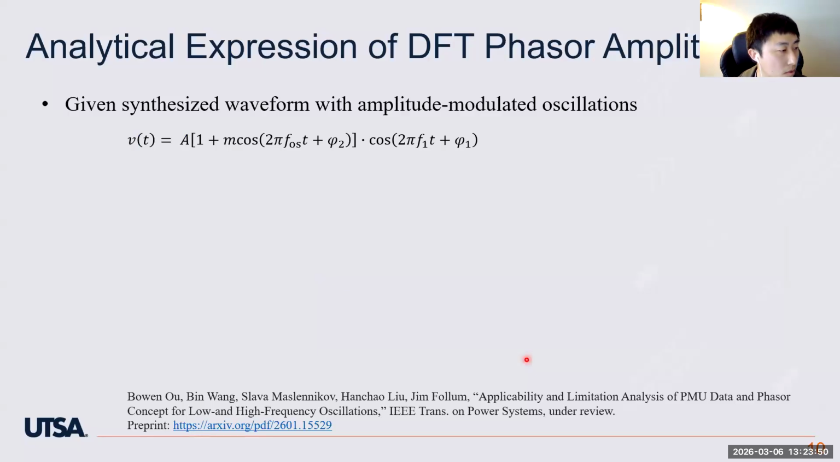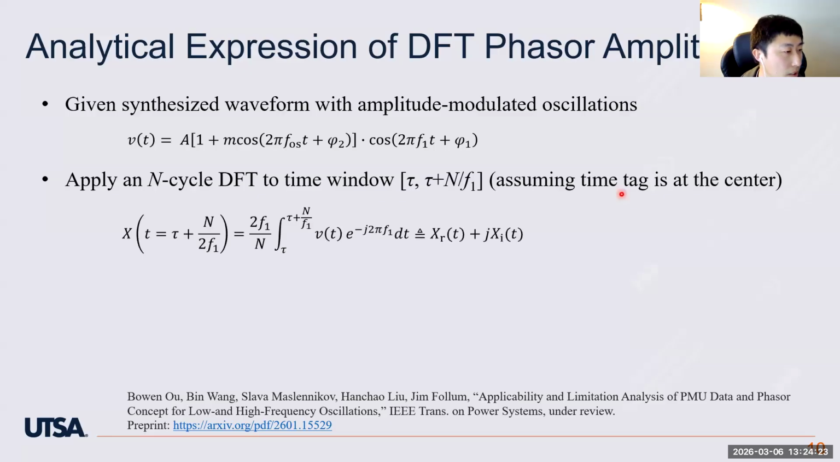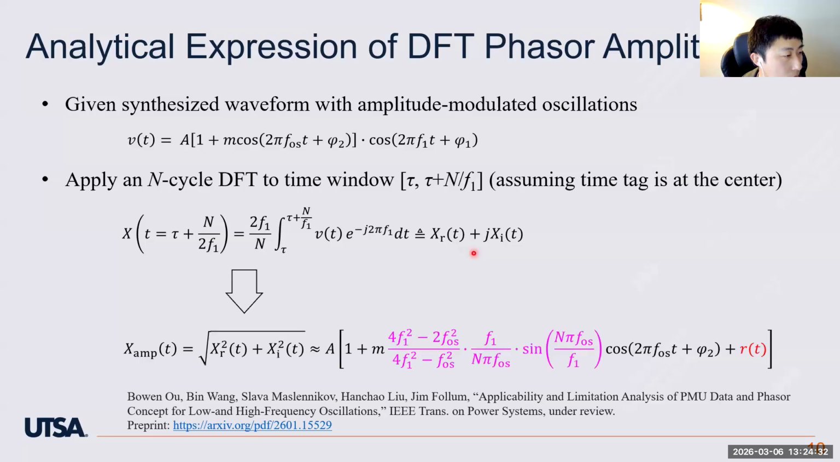Then we're gonna analyze this analytically. So starting from a signal with modulated oscillation in the amplitude, here we apply an n-cycle DFT, just to make it general. And given a time window here, we assume that the time tag is at the center of the window. Later on we'll show why this is the choice. If we do that, we apply the Fourier transform, and we get the real and the imaginary part of the phasor.